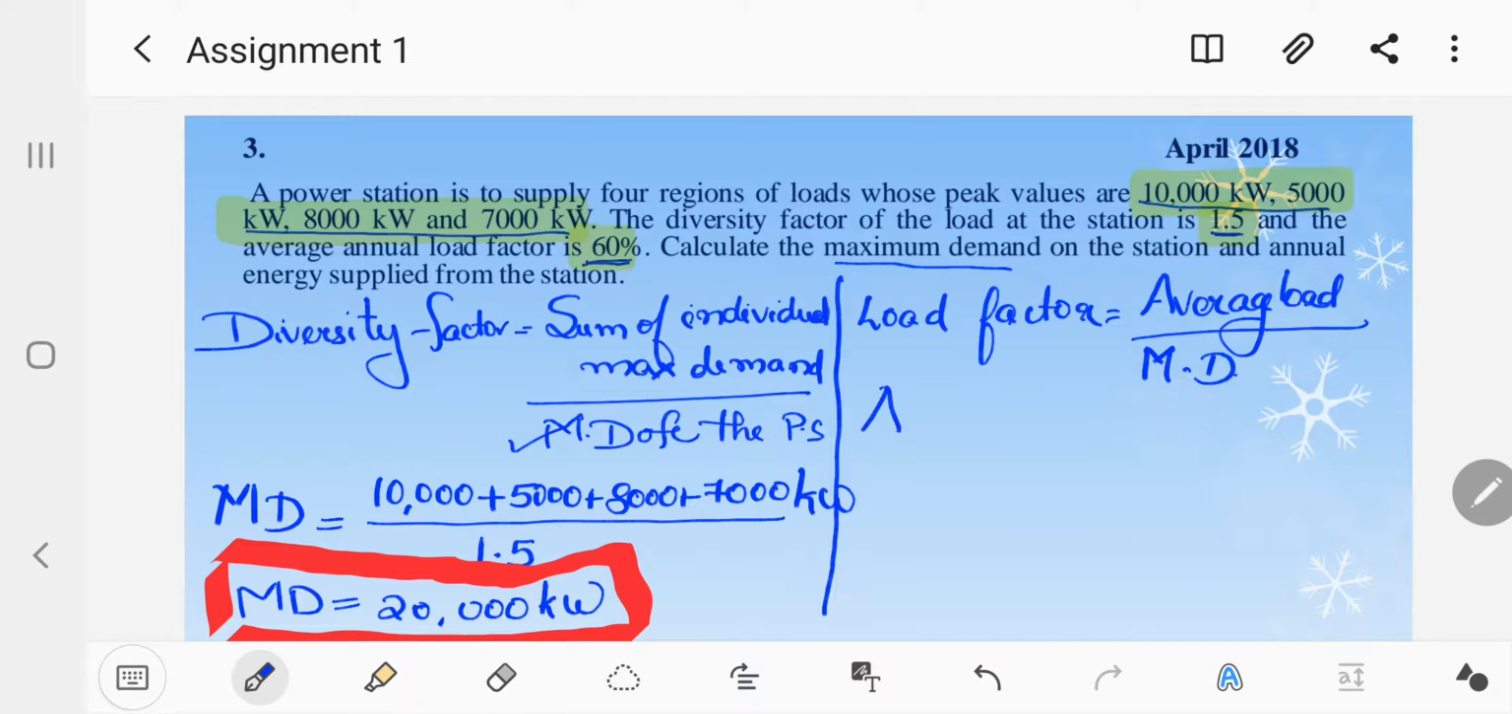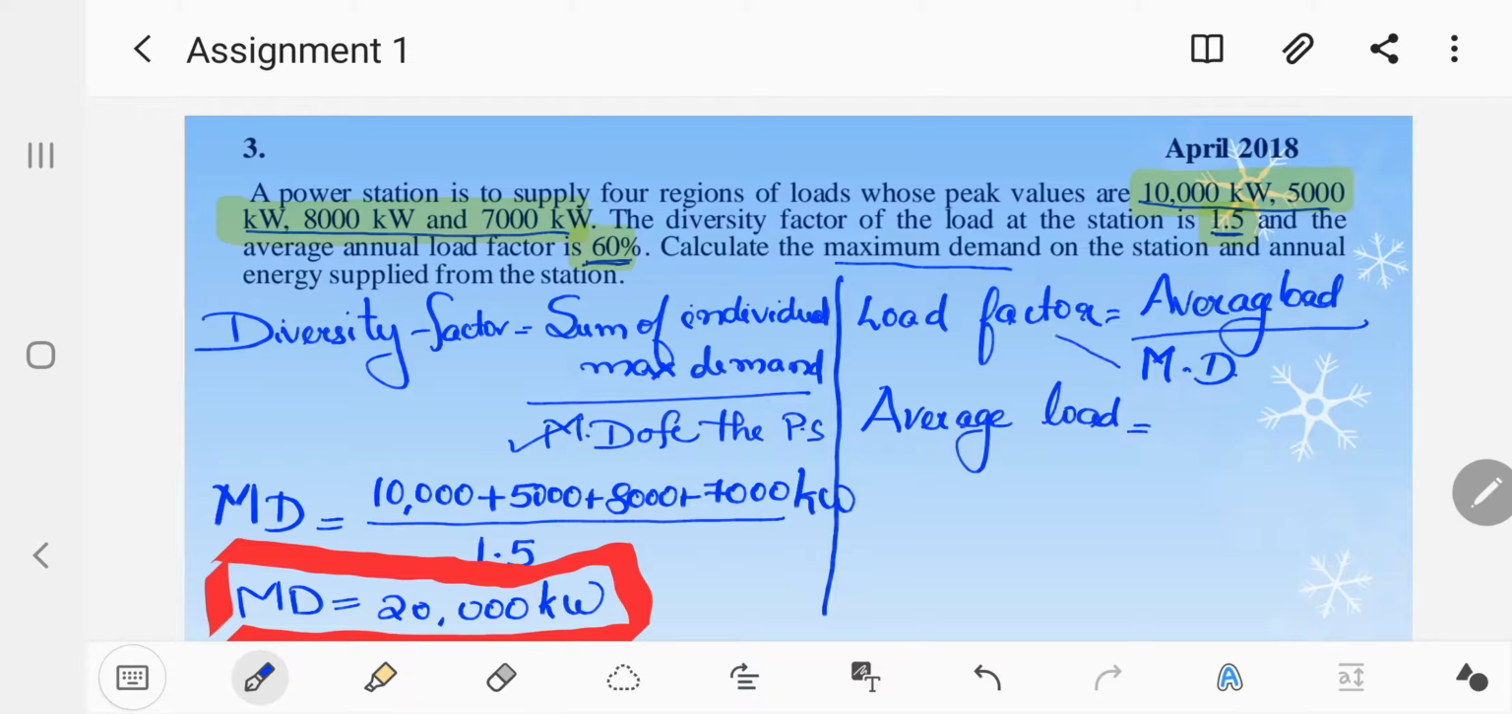So before finding the annual energy, first we have to find out the average load. Why? Because we cannot directly find out what is the annual energy supplied. So first we have to find out what is the average load. Average load is equal to, how can we find the average load?